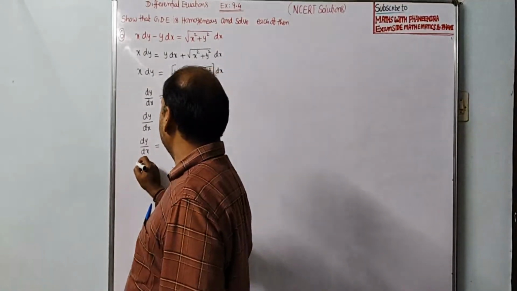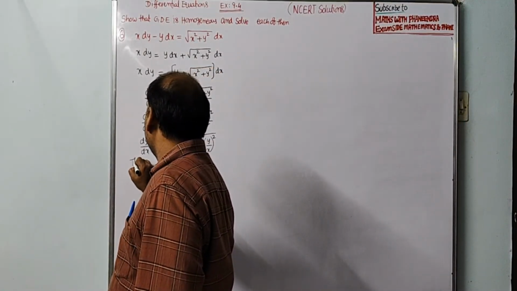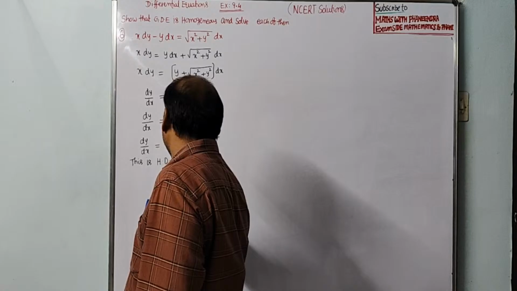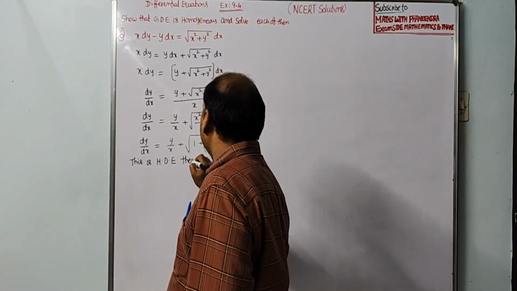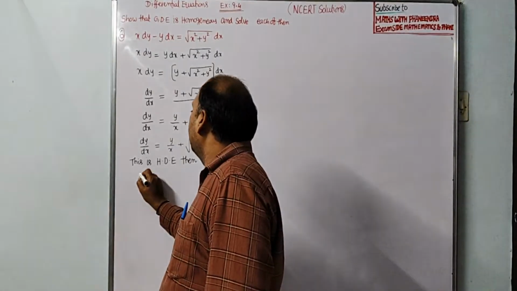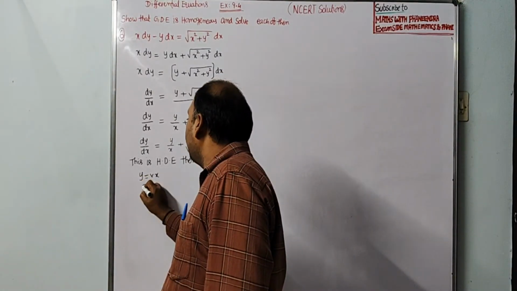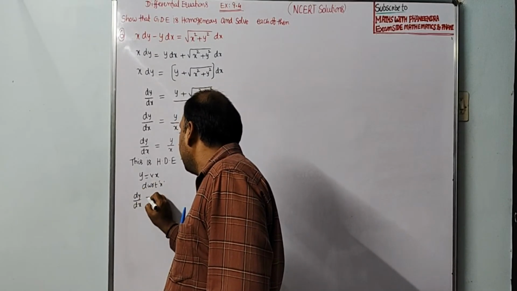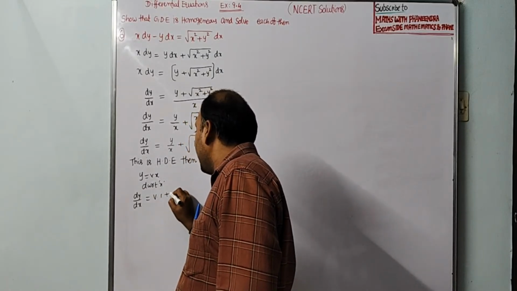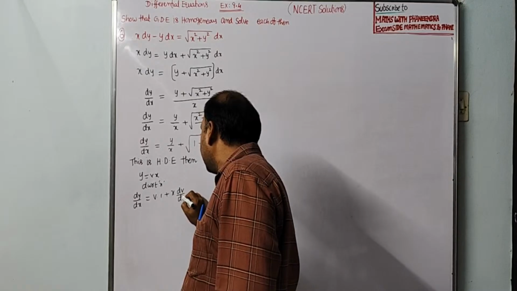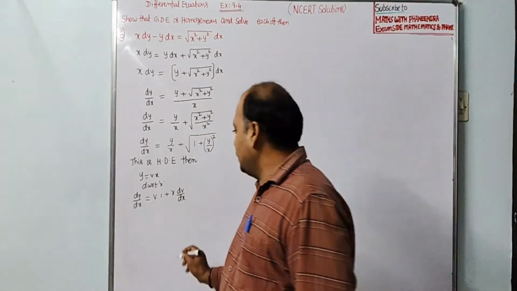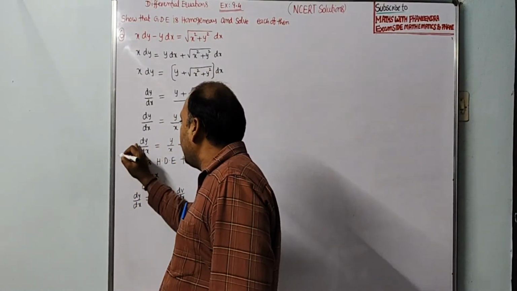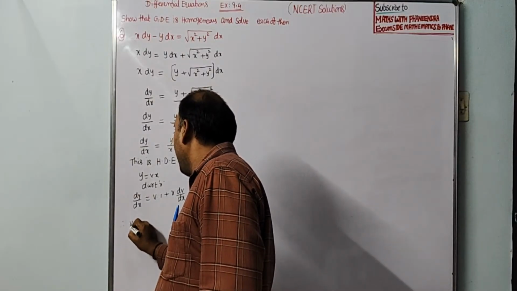To solve, this is a homogeneous differential equation. To solve these types of problems, put y equal to vx and differentiate with respect to x. So dy by dx is equal to v into the derivative of x, which is 1, plus x into dv by dx. Now wherever dy by dx is there in the given differential equation, replace it with v plus x dv by dx.